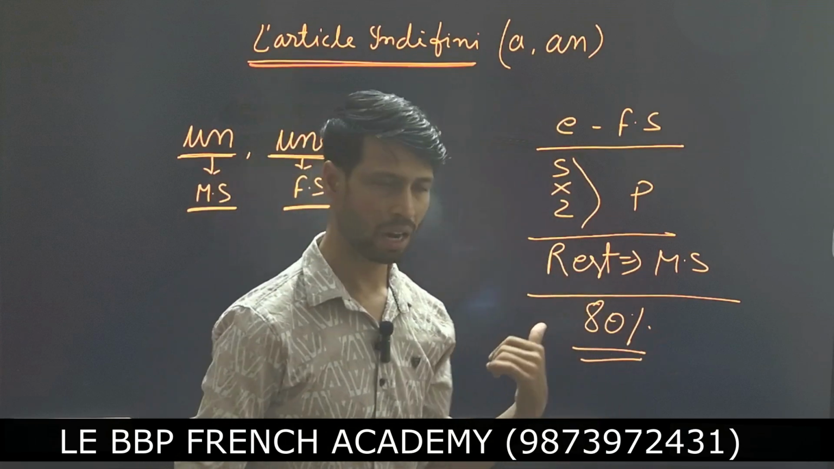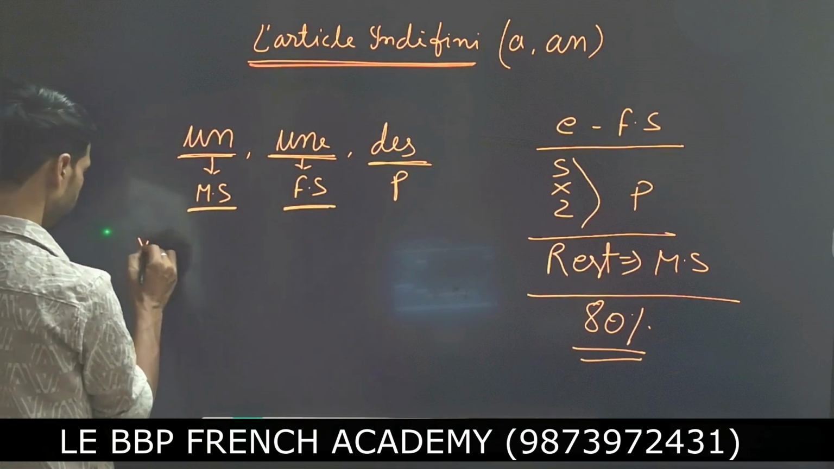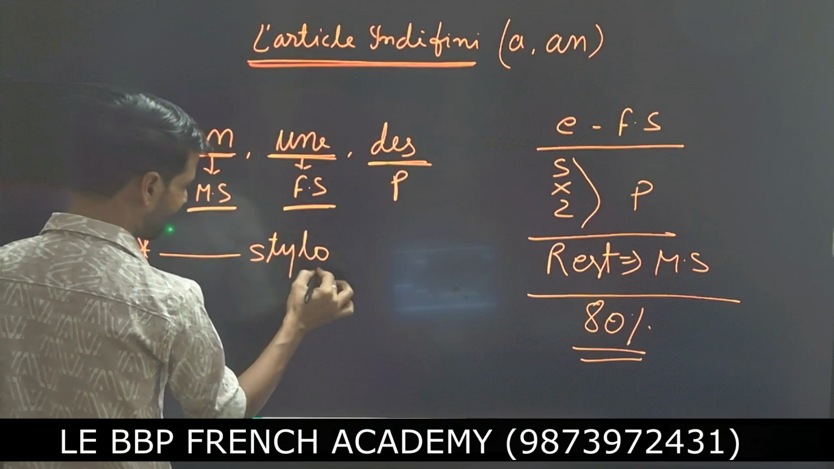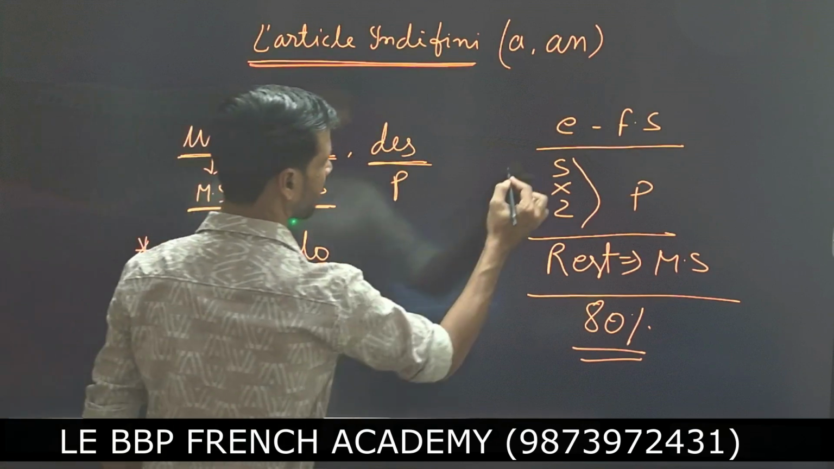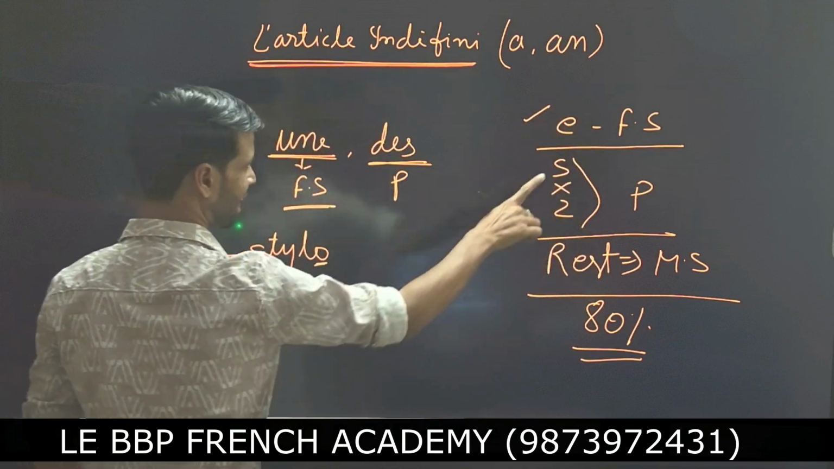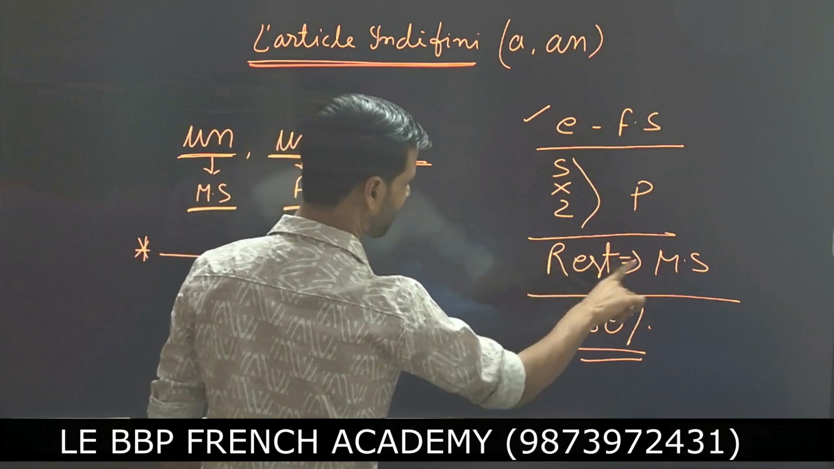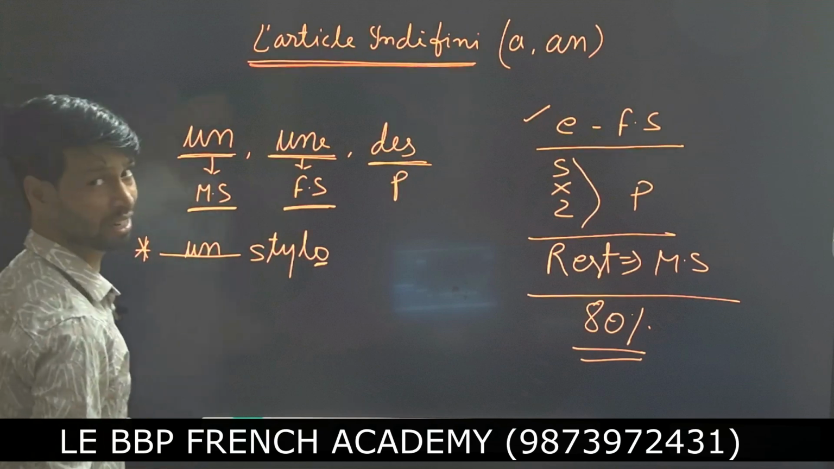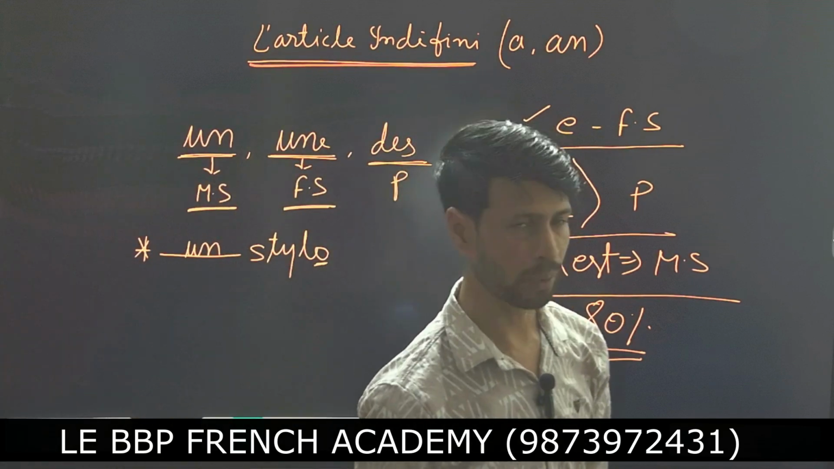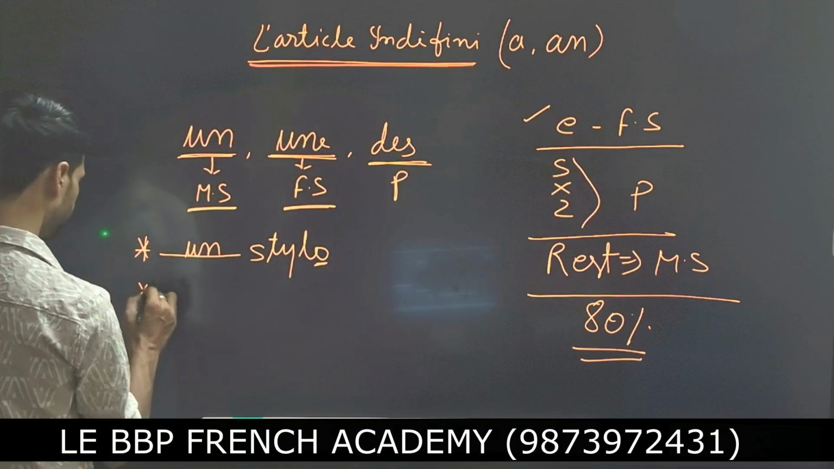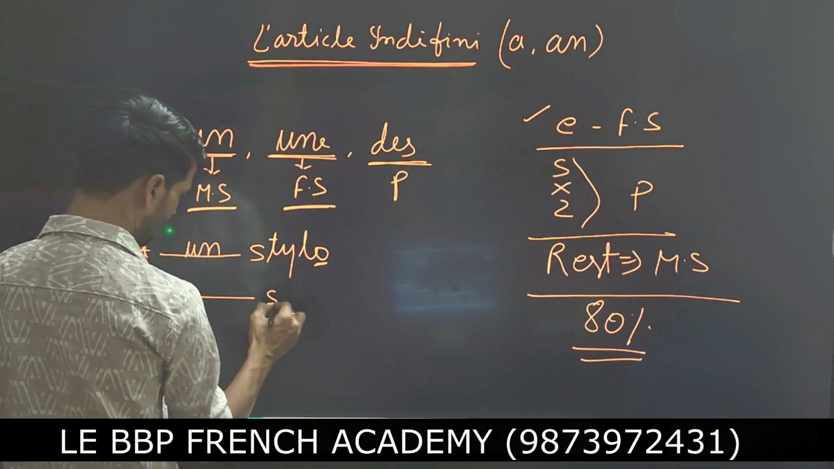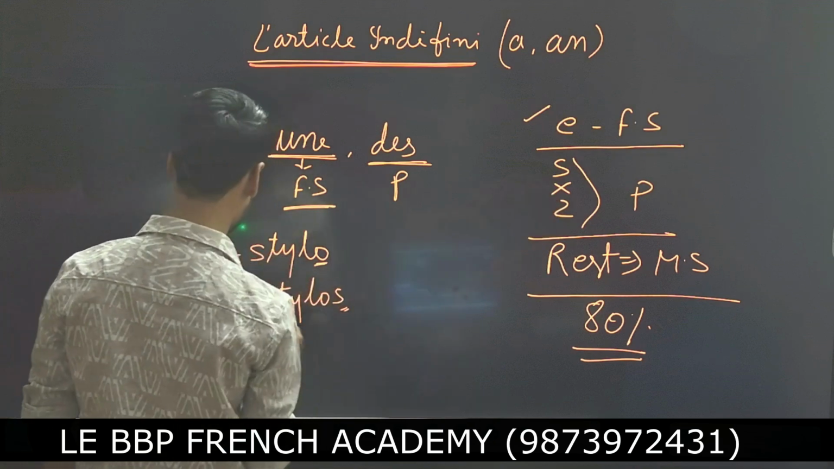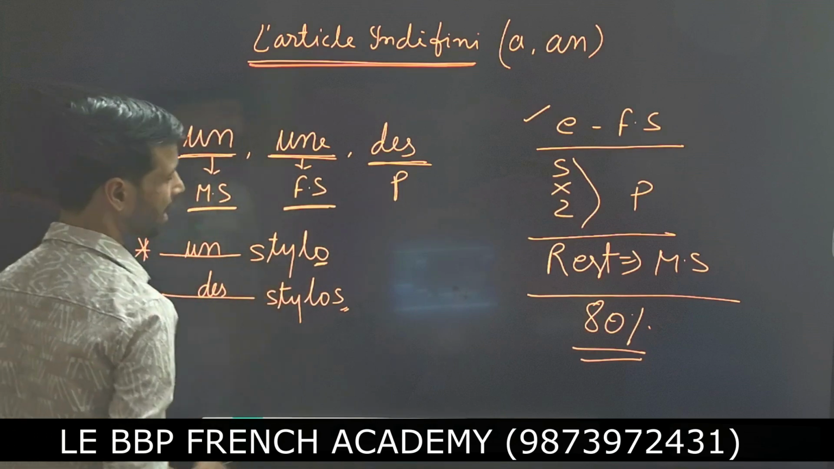Like an example, look here. Stylo. It ends with o. It's not e, not SXZ, and the rest means masculine singular. This is not an exception. That's why we use un stylo. It's like a pen. Okay, and now look here, stylos. It's plural, ending with s. So des. Why am I telling you that?